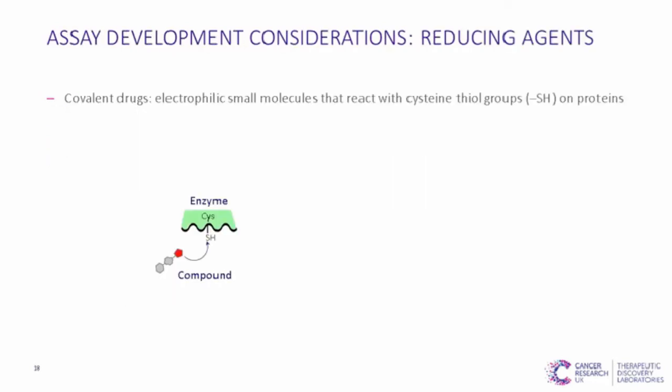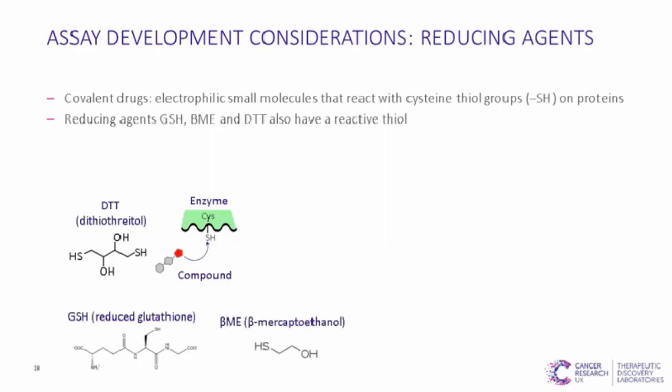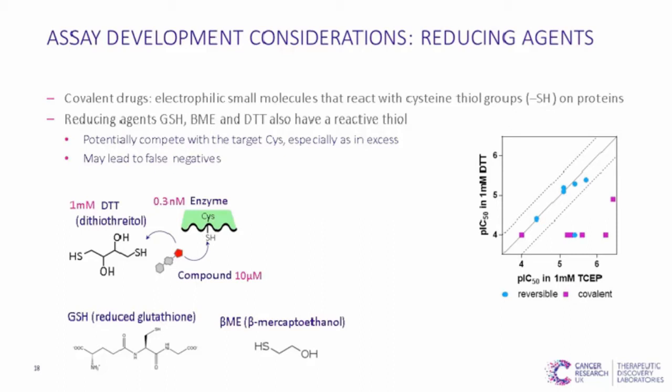There are a number of considerations to take into account when developing assays specifically for covalent compounds. Because covalent compounds have a warhead that reacts with a cysteine thiol group, this has an impact relative to common reducing agents that we use in vitro assays that also rely on a thiol reactive group, and these include glutathione, beta-mercaptoethanol, and DTT. These have the potential to compete with the target cysteine, especially when you consider the relative concentration of the different reagents and the fact that the reducing agents are in vast excess. We found that this can lead to false negatives.